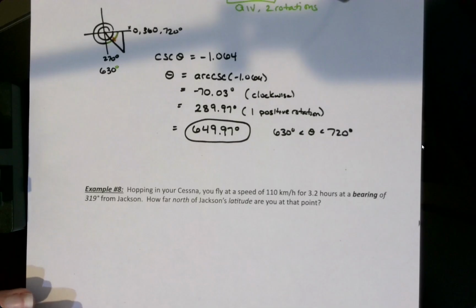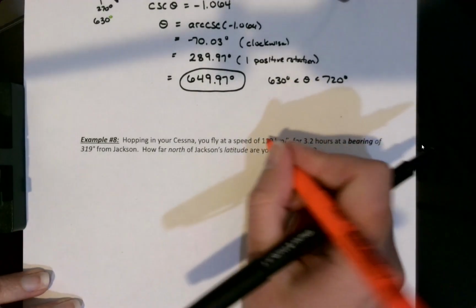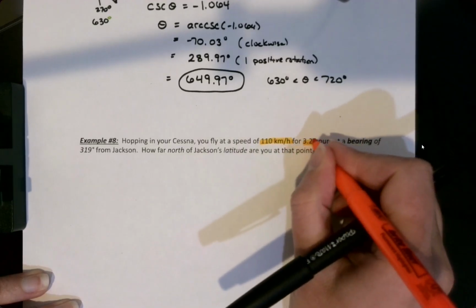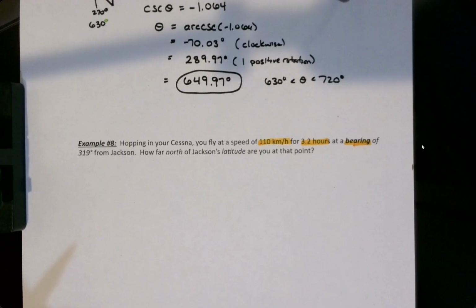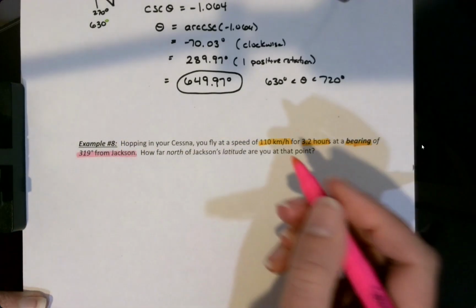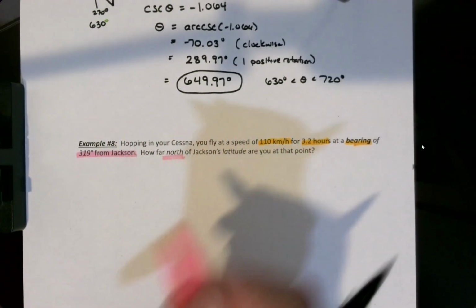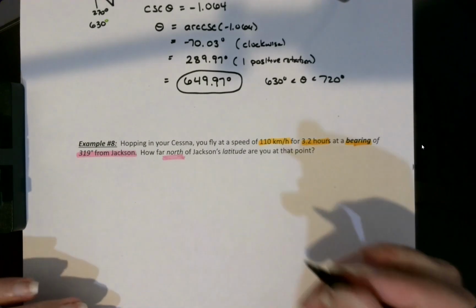Last example now, number 8. Hopping in your Cessna, you fly at a speed of 110 kilometers for 3.2 hours at a bearing, we need to remember what bearing means from our last section, of 319 degrees from Jackson. How far north of Jackson's latitude are you at that point?